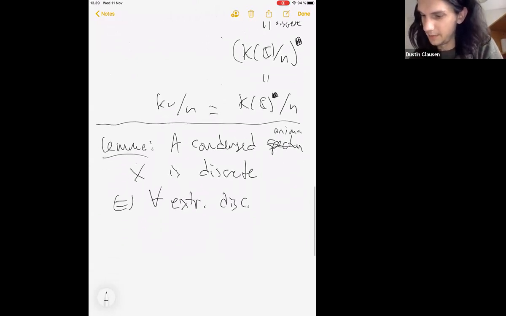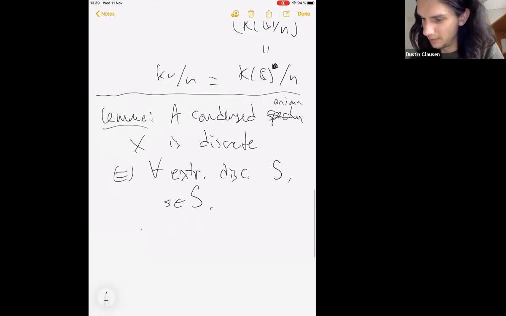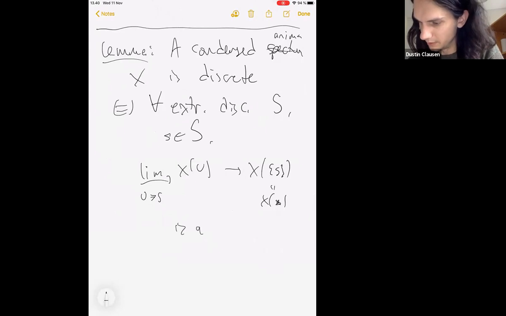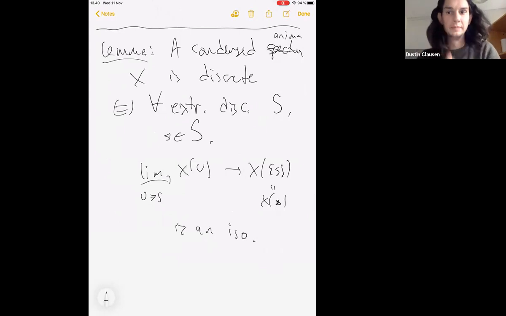So a condensed anima is discrete if and only if for all extremely disconnected S, and all points, like actual points of that topological space, the colimit over all open neighborhoods at that point, let's say closed and open neighborhoods if you like, of X of U mapping to X of little s, that is X of a point, is an isomorphism. So, well, what's the proof?